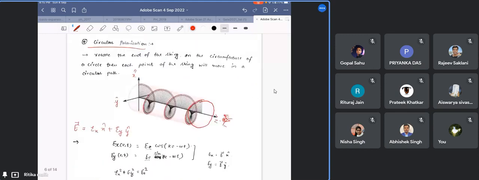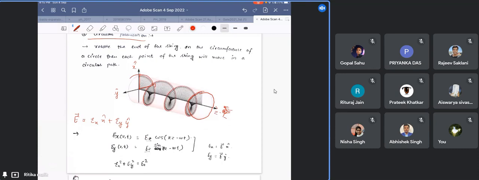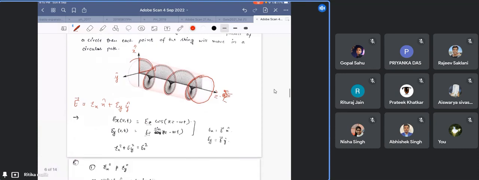But in this case, you have both the x component as well as the y component. Both these components form a circular polarization. So your electric field here is the combination of an x component cos(kz minus omega t) and a y component sin(kz minus omega t). The important point to note is that for an electric field to represent circular polarization, Ex and Ey have to have a phase difference of pi by 2.